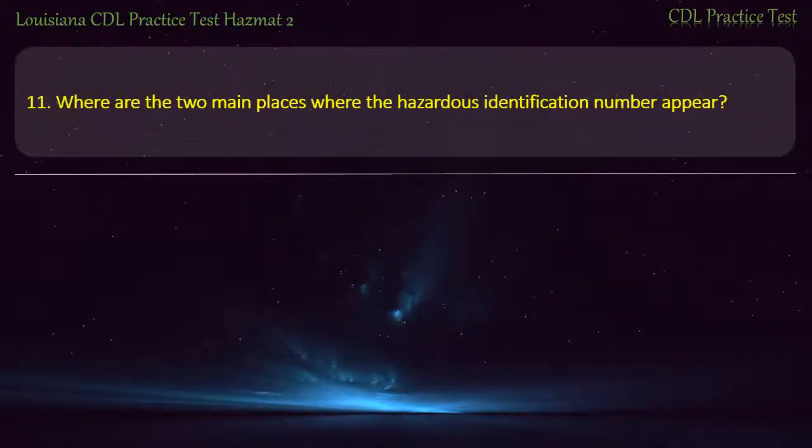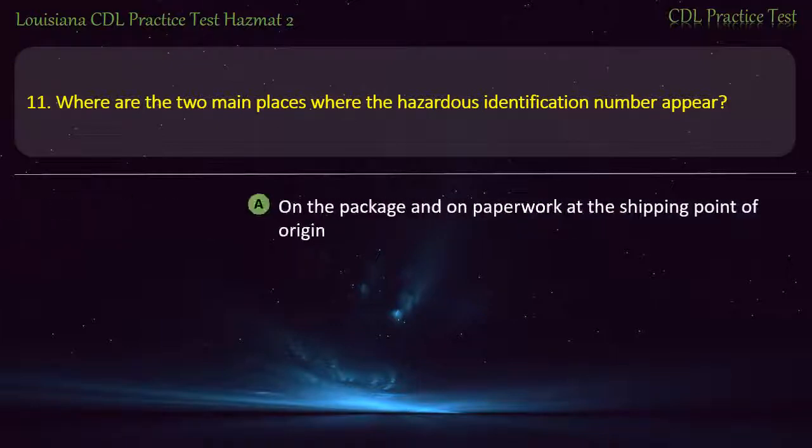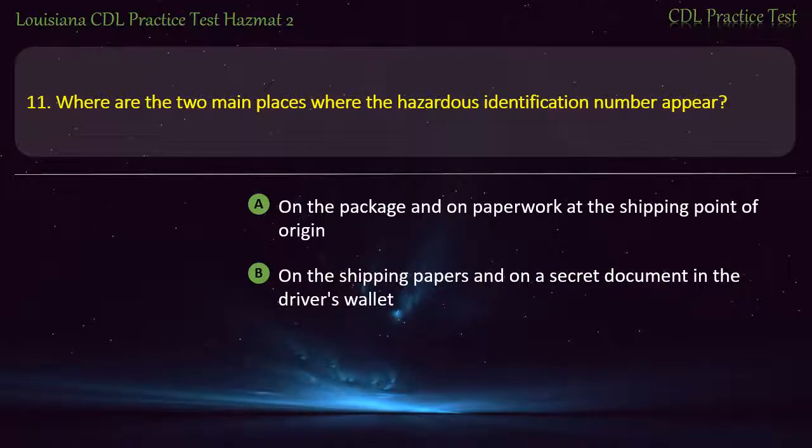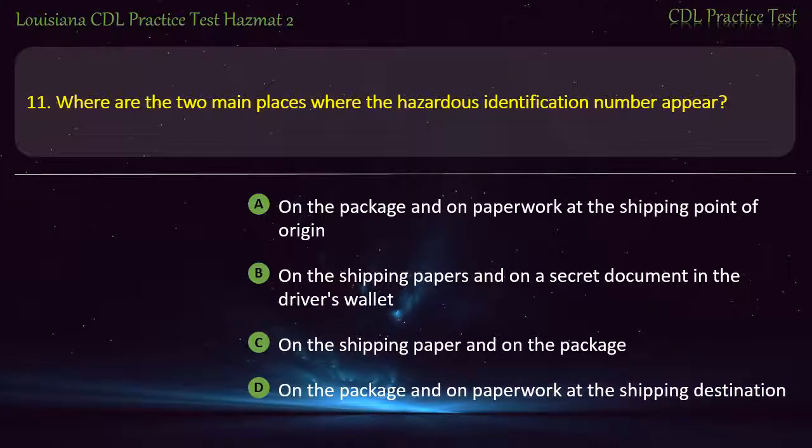Question 11. Where are the two main places where the hazardous identification number appears? On the package and on paperwork at the shipping point of origin. On the shipping papers and on a secret document in the driver's wallet. On the shipping paper and on the package. On the package and on paperwork at the shipping destination. Answer. On the shipping paper and on the package.